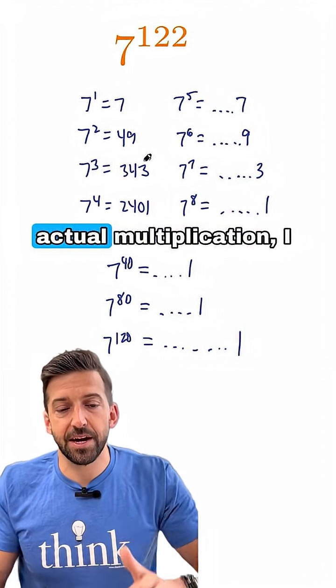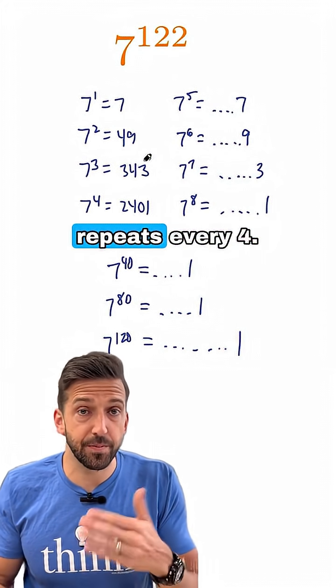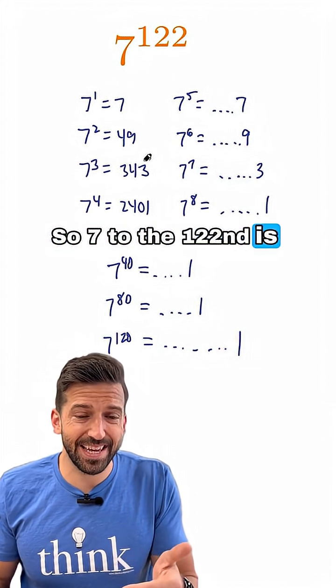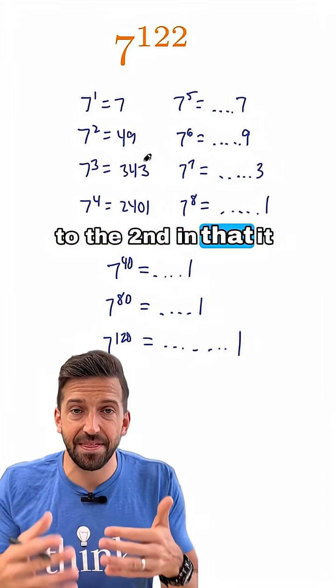So without doing the actual multiplication, I know the pattern repeats every 4. So 7 to the 122nd is going to be just like 7 to the second in that it ends with a 9.